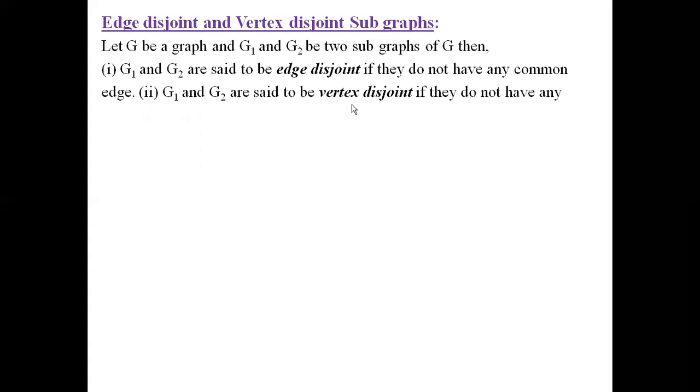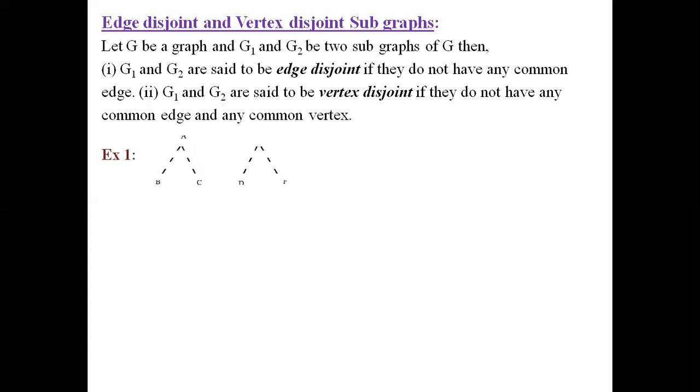Similarly, G1 and G2 are said to be vertex disjoint if they do not have any common vertex. If there is no common vertex between G1 and G2, then obviously there will be no common edge at all. So G1 and G2 are vertex disjoint if they do not have any common edge and any common vertex.